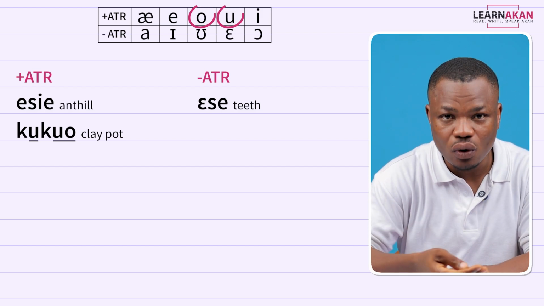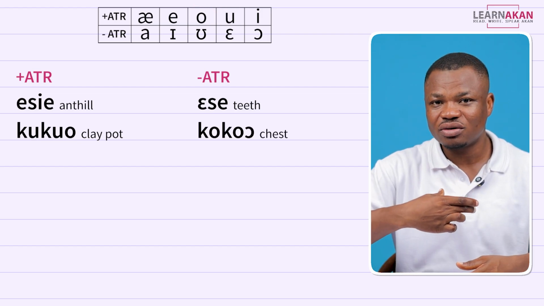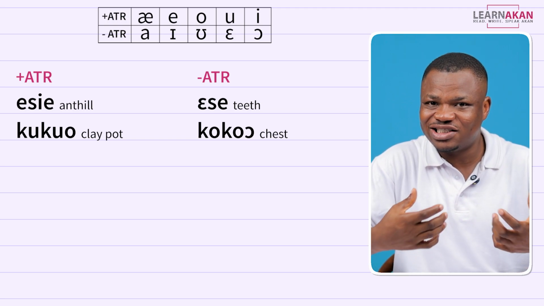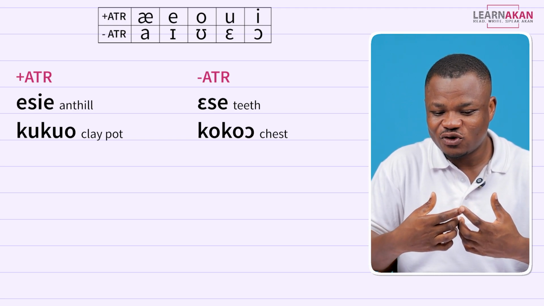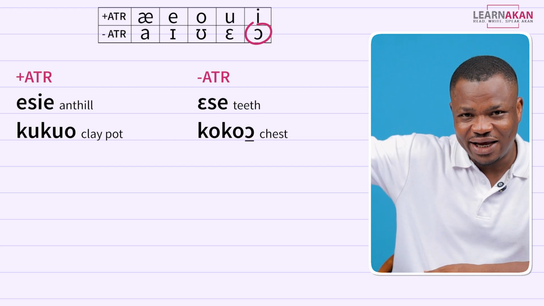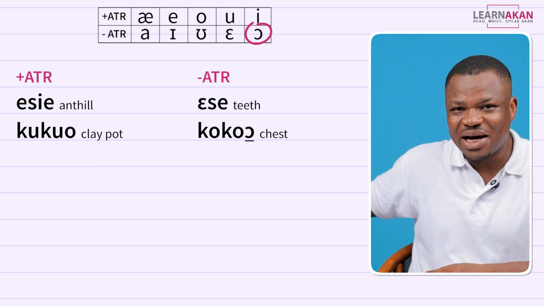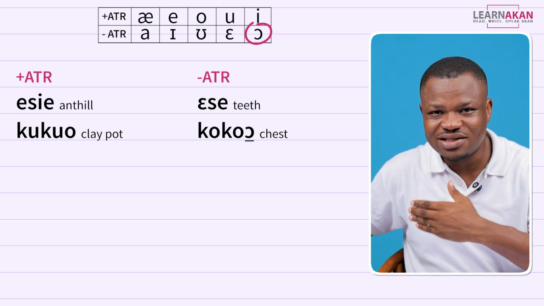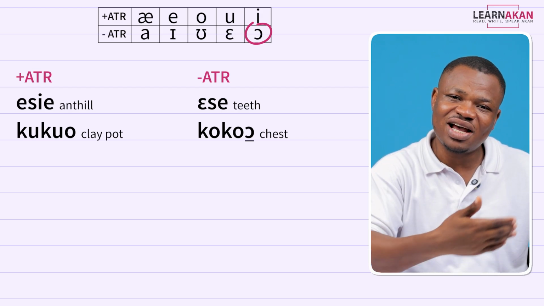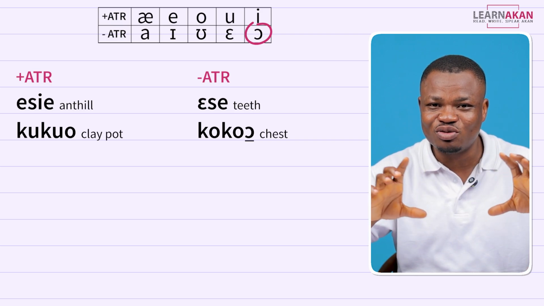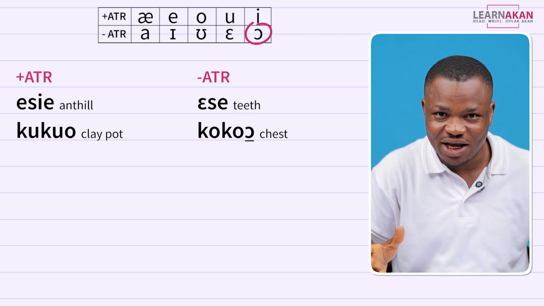So we have kuku, but we also have kokor. Kokor, or the short form is koko, and that is the chest. Now for this one, you see the O at the end. Once you see that O, which is from the minus ATR set, this suggests that every other vowel sound must be from the minus ATR set for it to be in perfect harmony. All right?